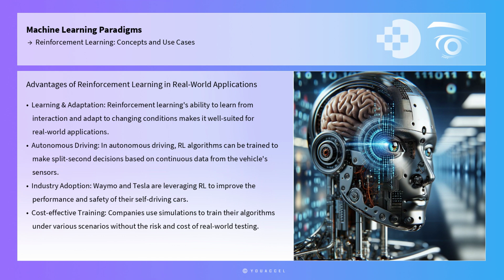Reinforcement learning's ability to learn from interaction and adapt to changing conditions makes it particularly well suited for real-world applications. In autonomous driving, for example, RL algorithms can be trained to make split-second decisions based on a continuous stream of data from the vehicle's sensors. Waymo and Tesla are among the companies leveraging RL to improve the performance and safety of their self-driving cars, utilizing simulations to train their algorithms under a wide range of scenarios without the risk and cost of real-world testing.